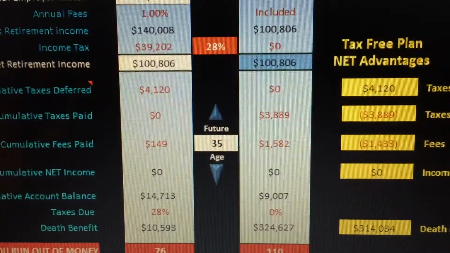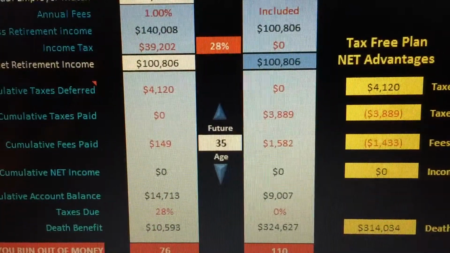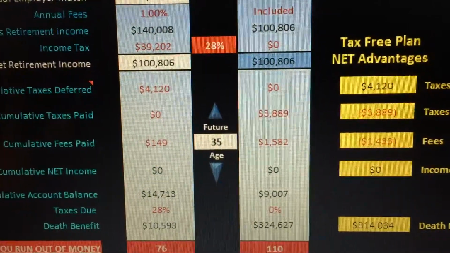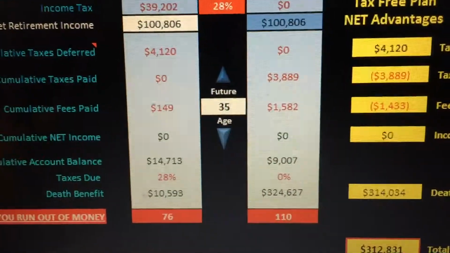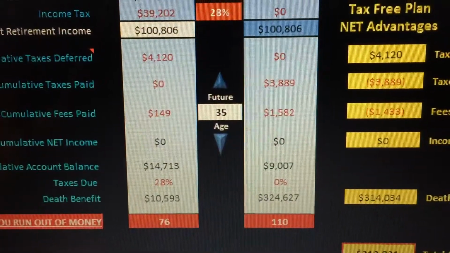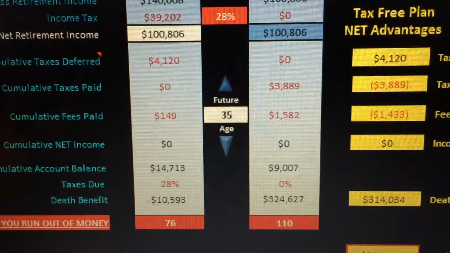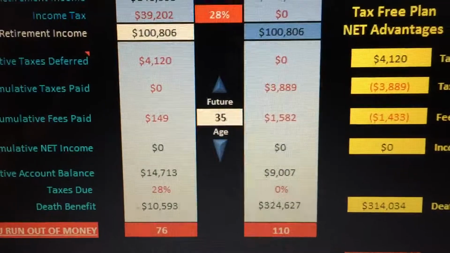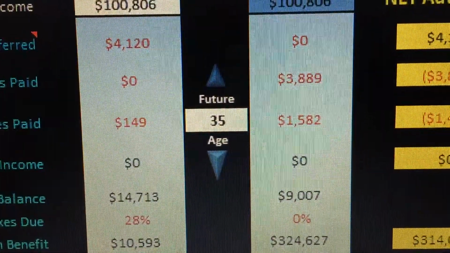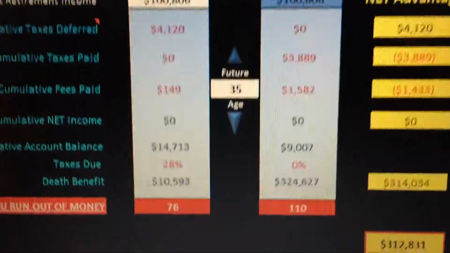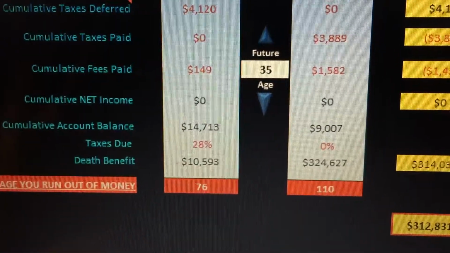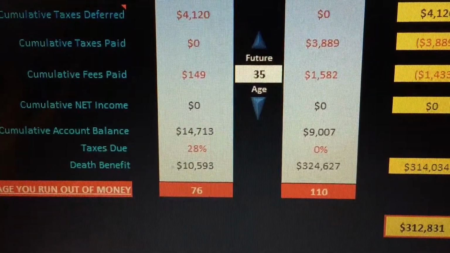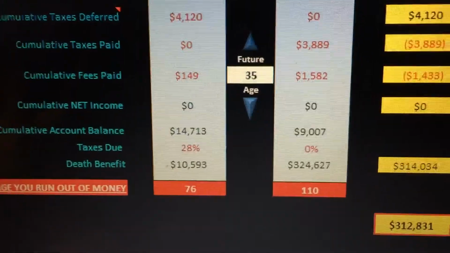The fees are a little bit higher on the IUL side in the early years, but as you'll see later, they come way down. As you can see, both of these represent 0 because we have not started taking income. As you'll see, the number in the middle there is 35. The person is age 35, so we have not started taking income. The person on the left has a balance of $14,713 with their current balance.